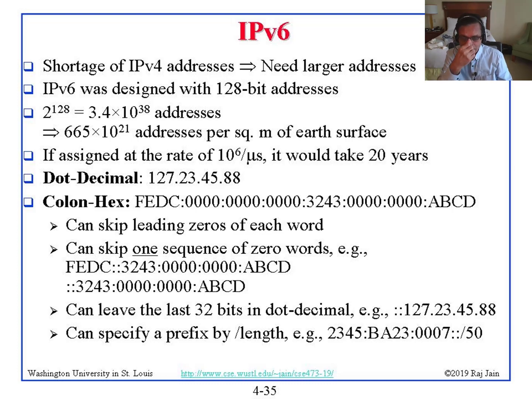Okay, now you cannot do that same thing to skip the next set of zeros, because if you did that, then we wouldn't know how many zeros are where, right? So it's very straightforward. Only zeros once you can skip with double colon.